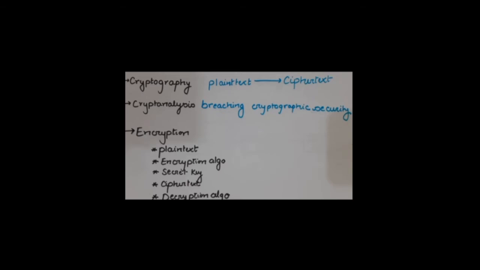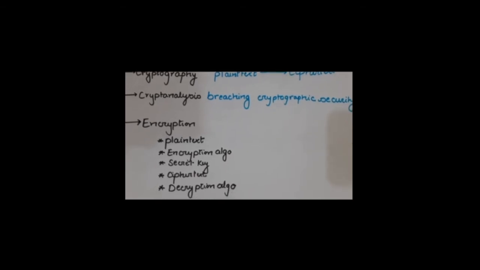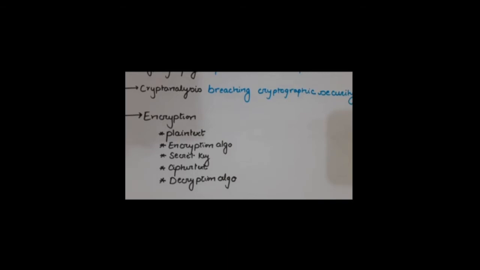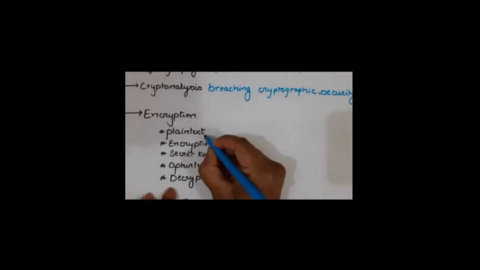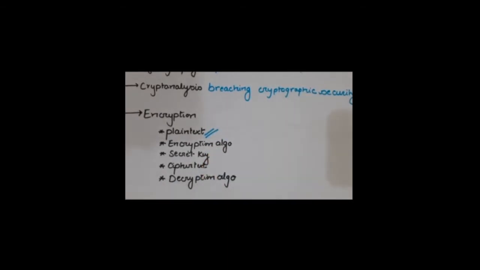Okay. To understand more about what encryption is, we need to study certain terms which are associated with encryption. The first term is plain text. I've already discussed what plain text is. Plain text is something that I can understand, that you can understand. It is the original data or the original message.